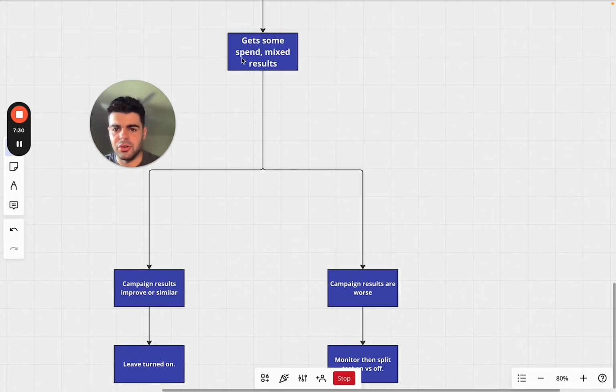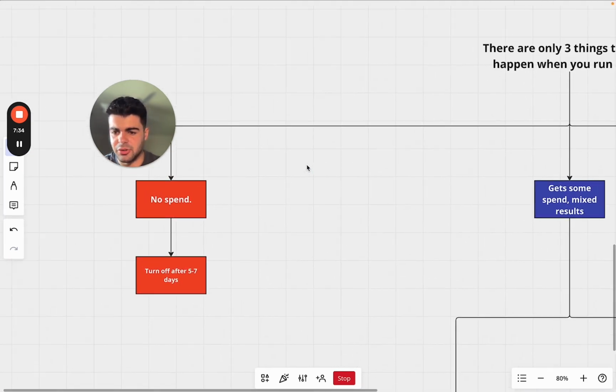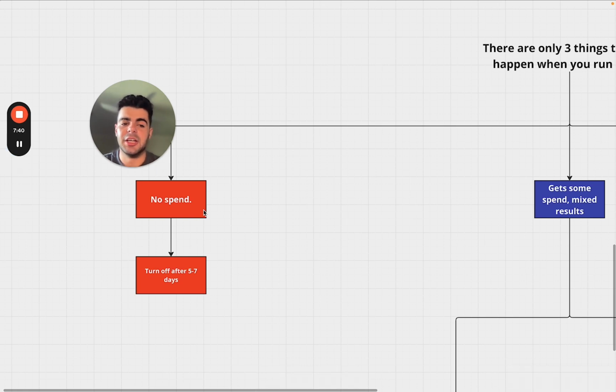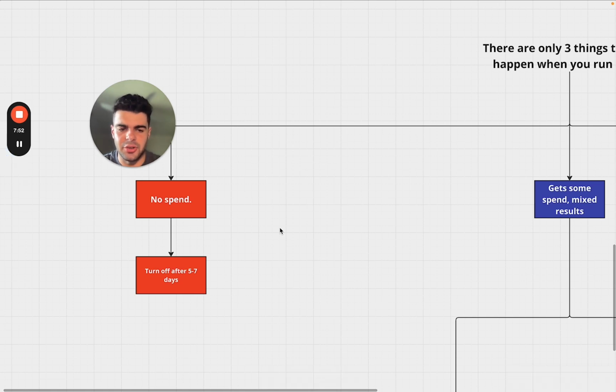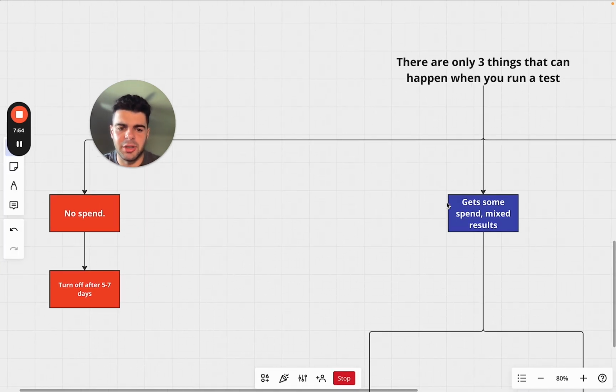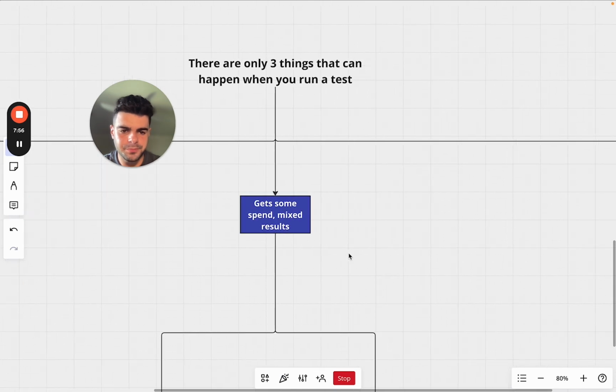Now, this is the most likely result that you're going to have from all of these. And then the second most likely is no spend. It's very common that you're going to launch these tests and they're not going to get any spend because at the end of the day, if your winning ads are doing great already and they've already got a lot of reactions, a lot of the time, the social proof on those ads is very difficult to compete with unless your ad is much better than your previous winning ads. So it's important to not get disheartened if you end up with one of these 2 outcomes.